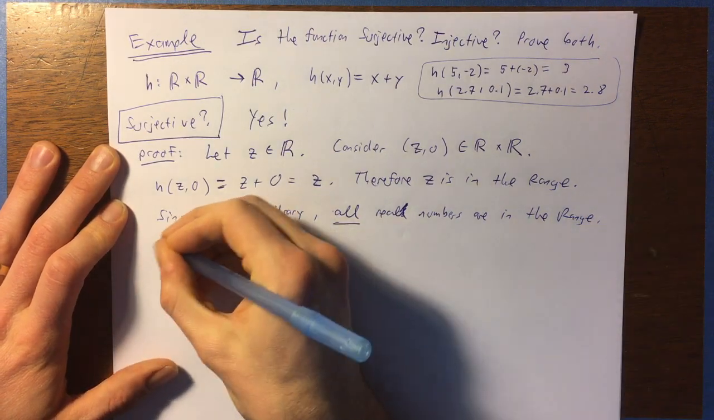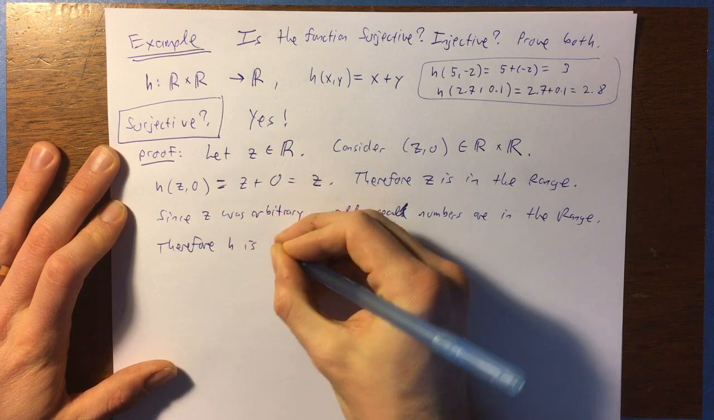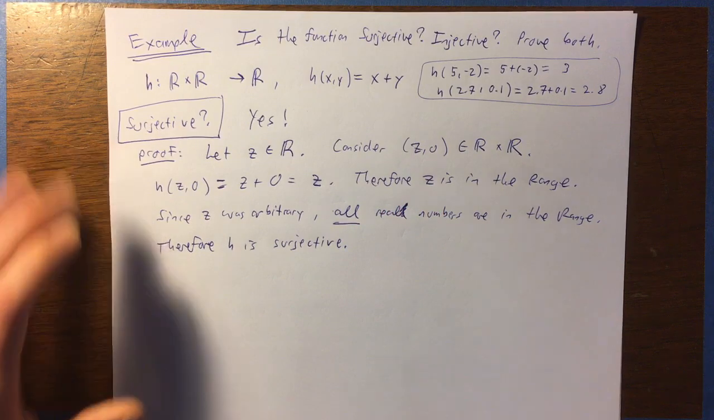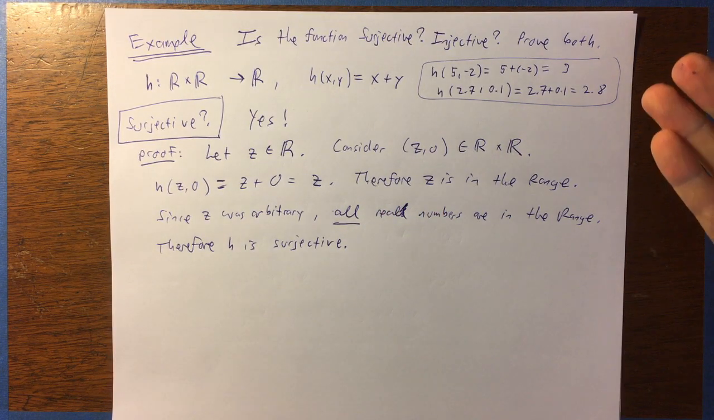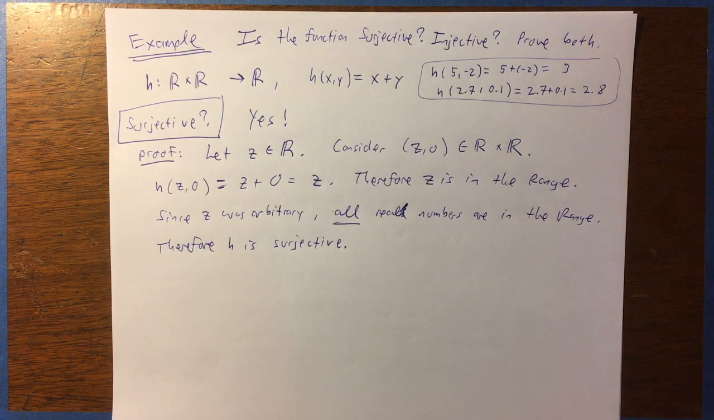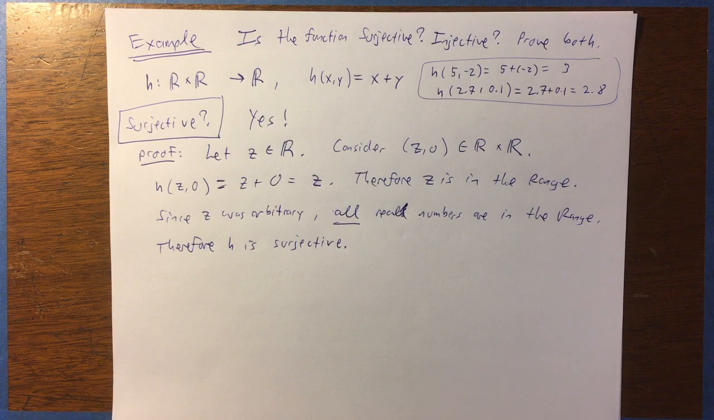Okay, therefore, h must be surjective. There we go. So that proves that it's surjective. What we did was we said, let's take a real number, prove that that real number is in the range, and then say, well, since it was an arbitrary real number, it could have been any real number, therefore all real numbers are in the range, right? Remember, that's universal generalization. Therefore, if all real numbers are in the range, the range is the entire set of real numbers, which is the codomain.